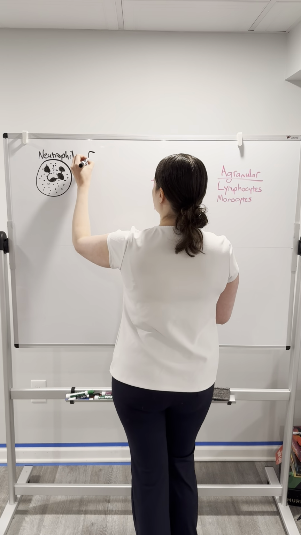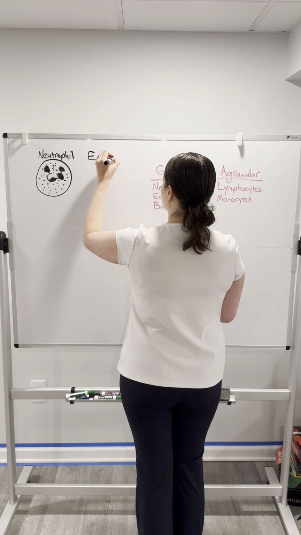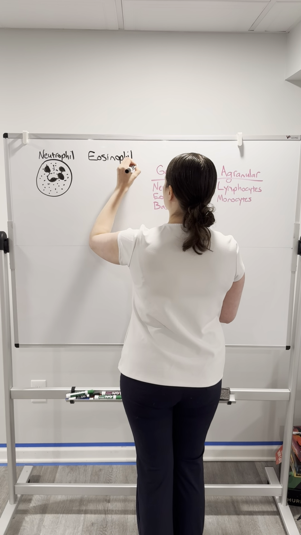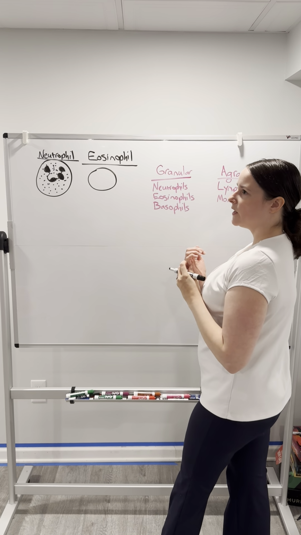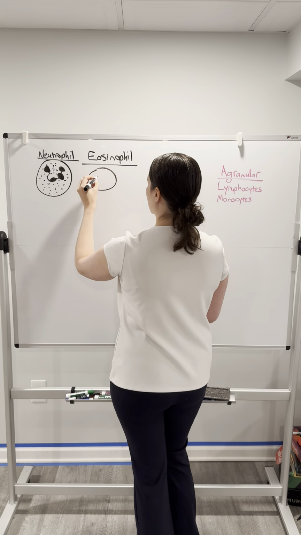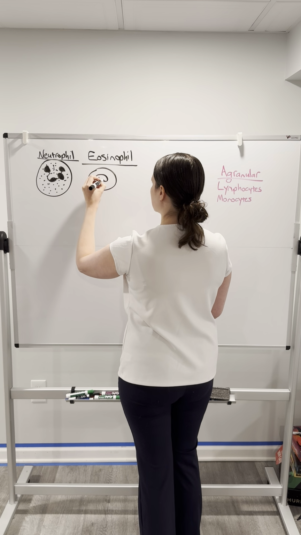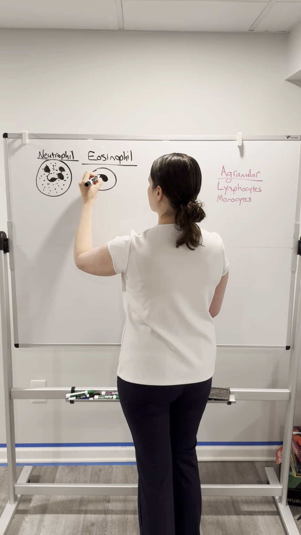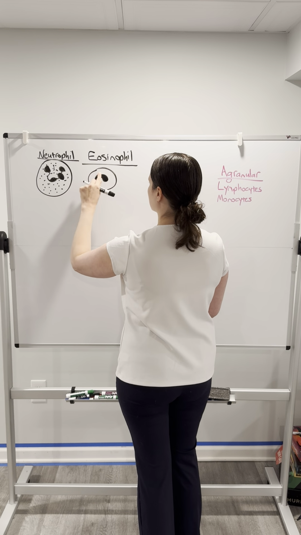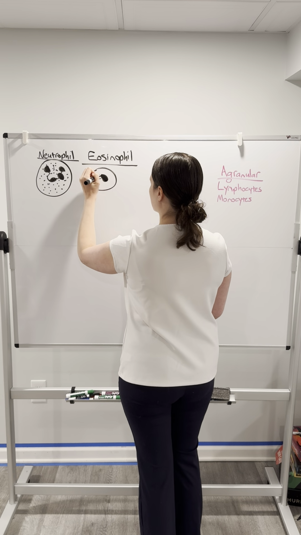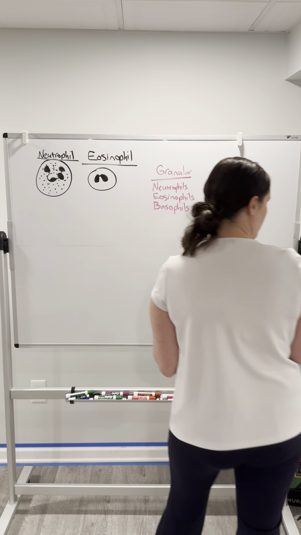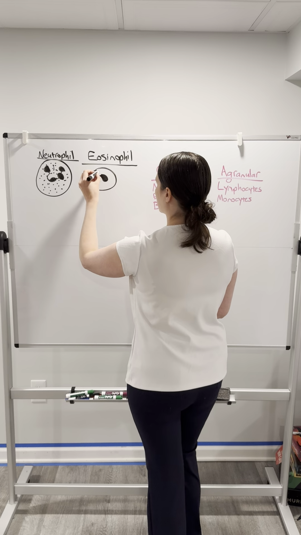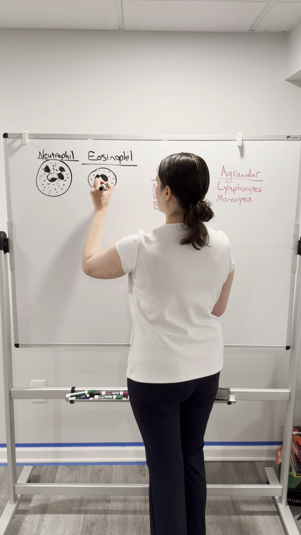Eosinophil. Okay, for eosinophil, the nucleus has 2 lobes to it, so it kind of looks like aviator glasses. So something like this. This is usually a bit thinner in the center there. Okay, so something like that. That's an eosinophil. This is also a granular leukocyte, so there will be granules everywhere.